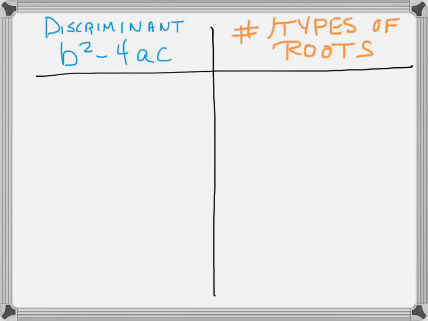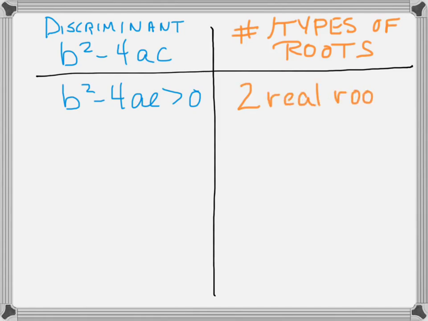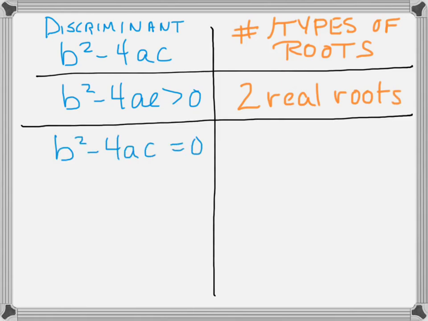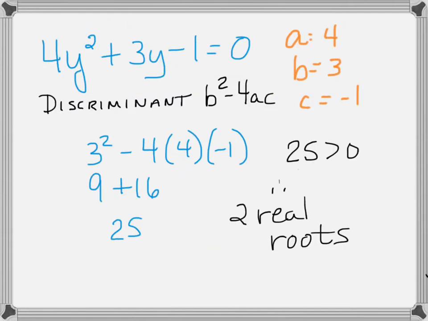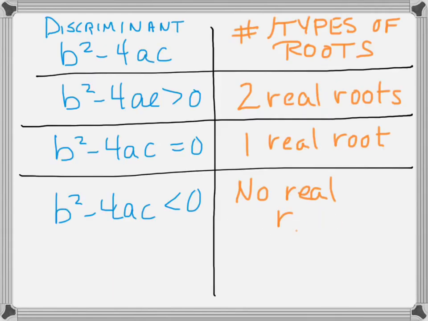So you're going to want to write this down in your notebook or in your book you're going to turn in to me. And we have our first one, b squared minus 4ac. If it's greater than 0, then you're going to have 2 real roots. If b squared minus 4ac is equal to 0, you're going to have 1 real root. And finally, if b squared minus 4ac is less than 0, you'll have no real roots, which means that it would be imaginary.